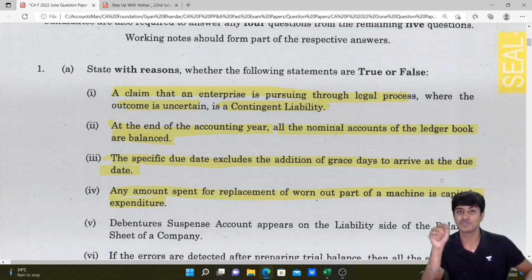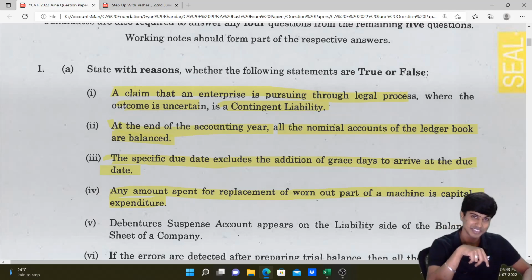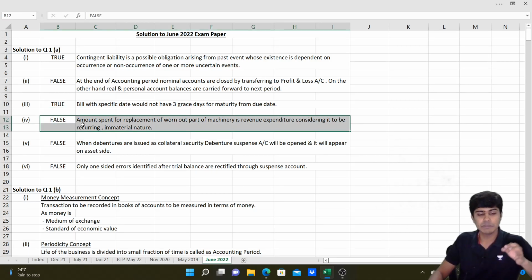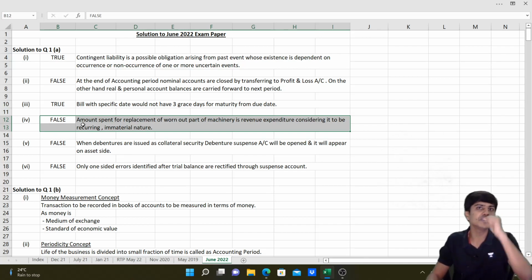So we need to write the answer as false and also write the reason. Shall we see it? Chalo, fourth one. The answer is false. Amount spent for replacement of worn out part of machinery is revenue expenditure.